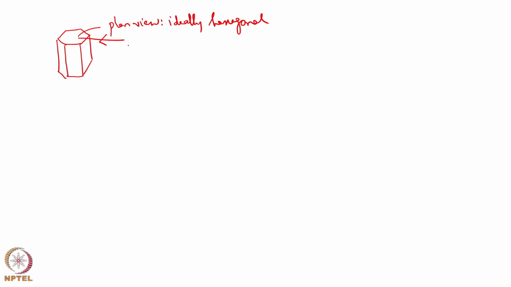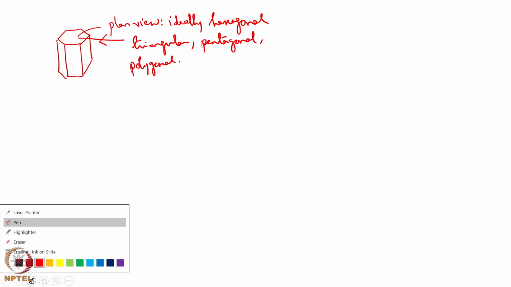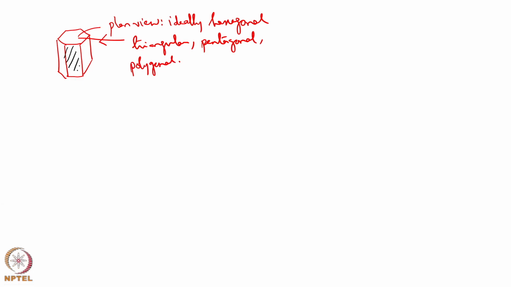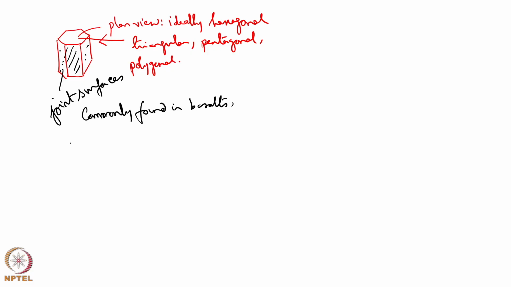It can be triangular also, pentagonal, in fact can be called as polygonal. And by saying joint, these are the joint surfaces. They are commonly found in basalt, but also in other rocks, not just the igneous rocks, but even in sedimentary rocks such as in sandstone and limestones.